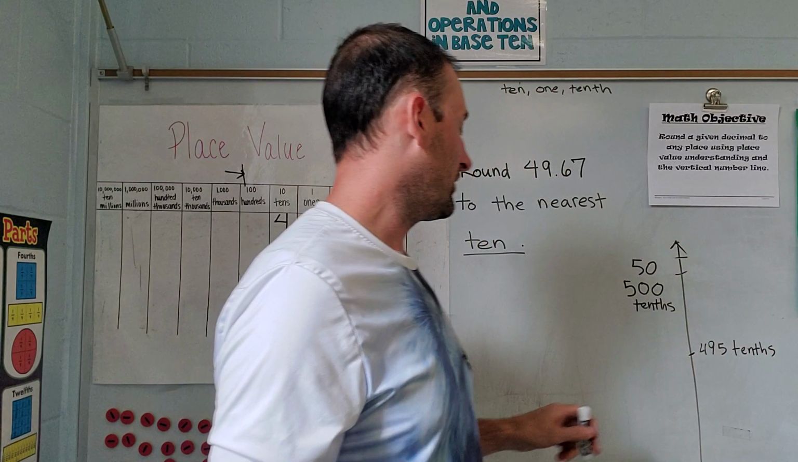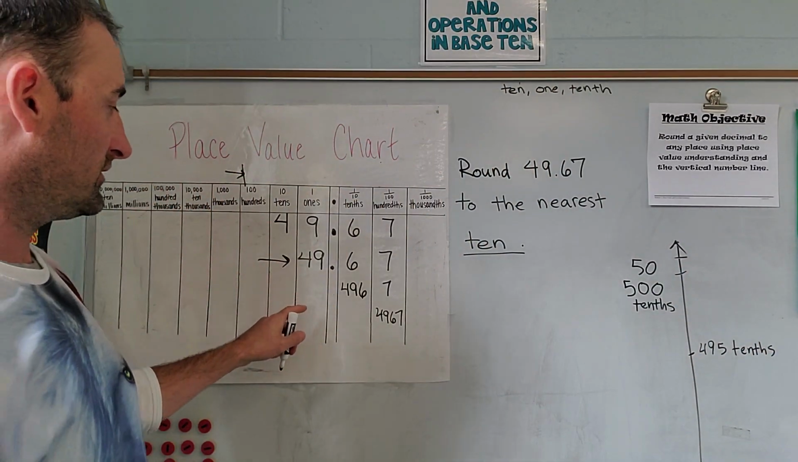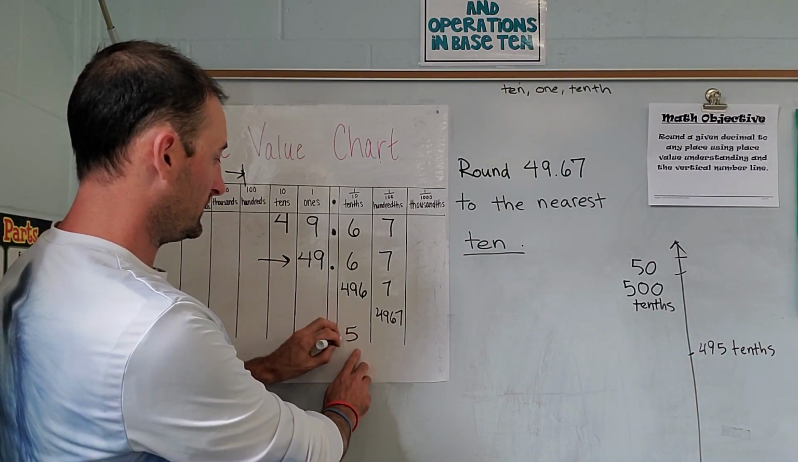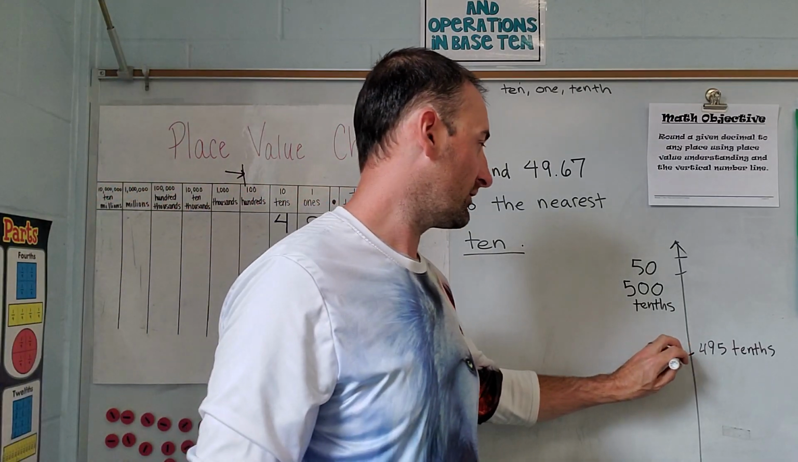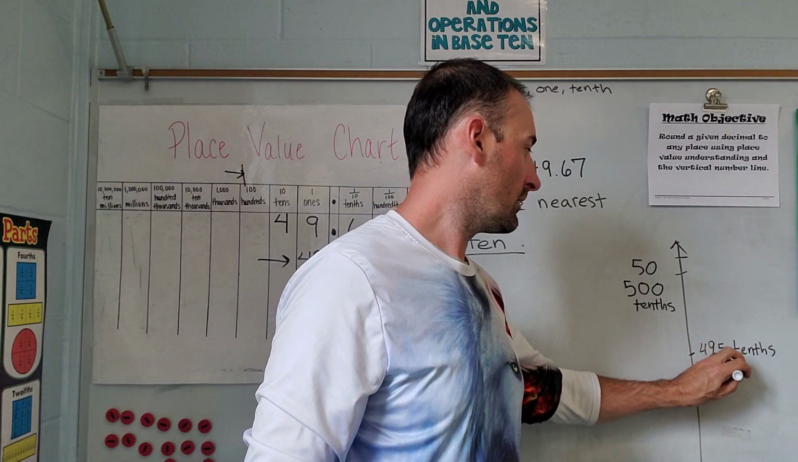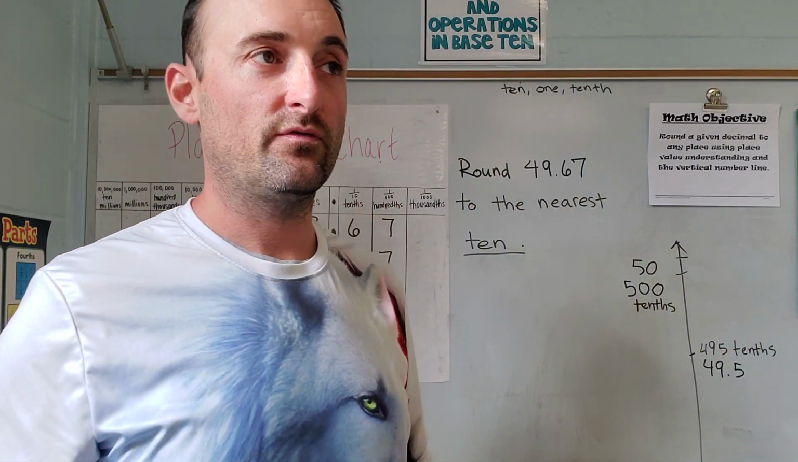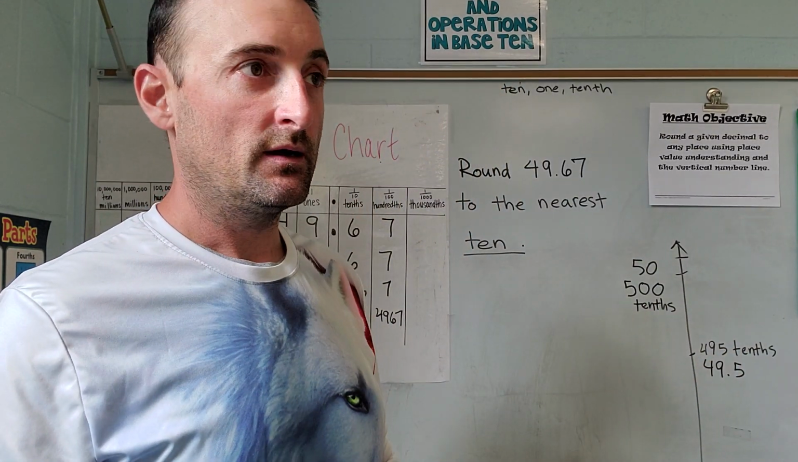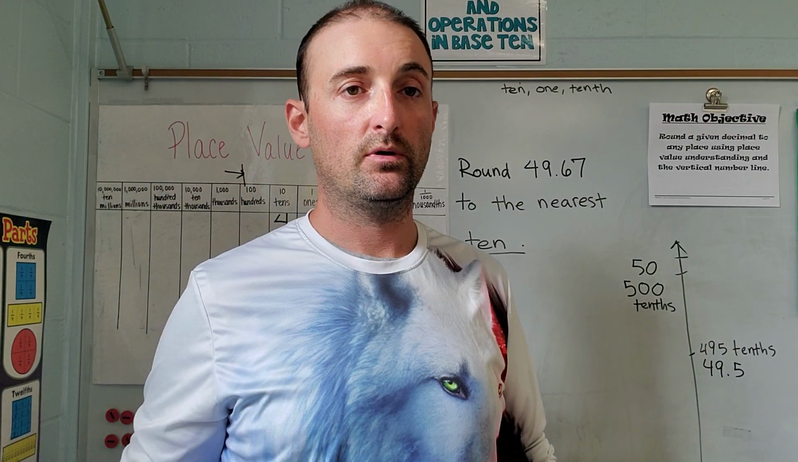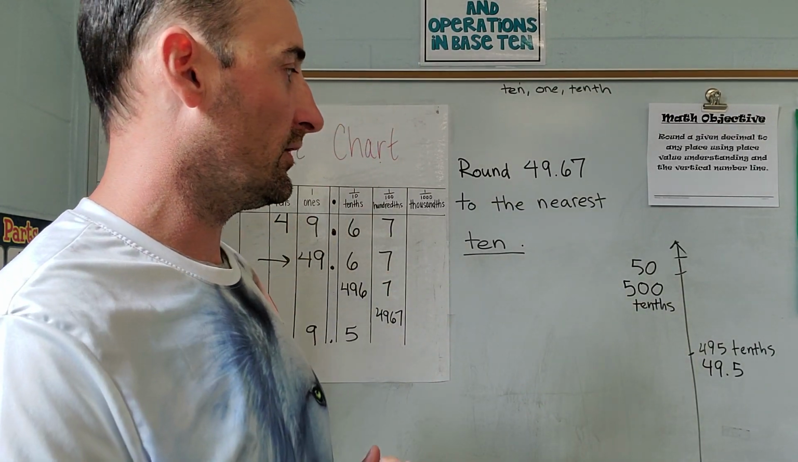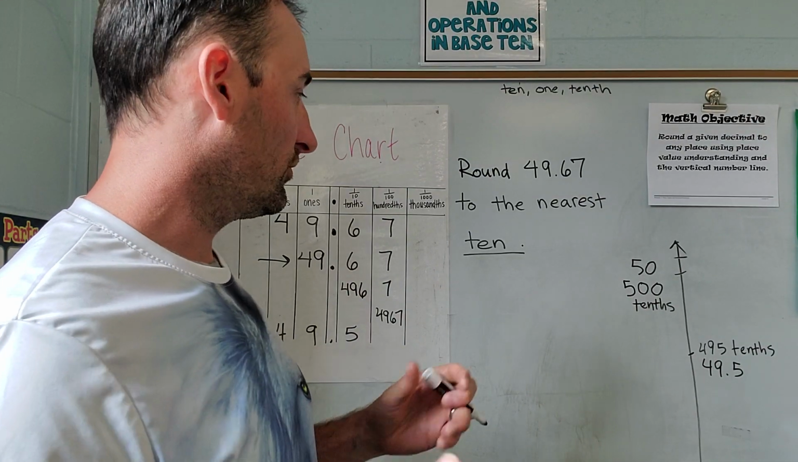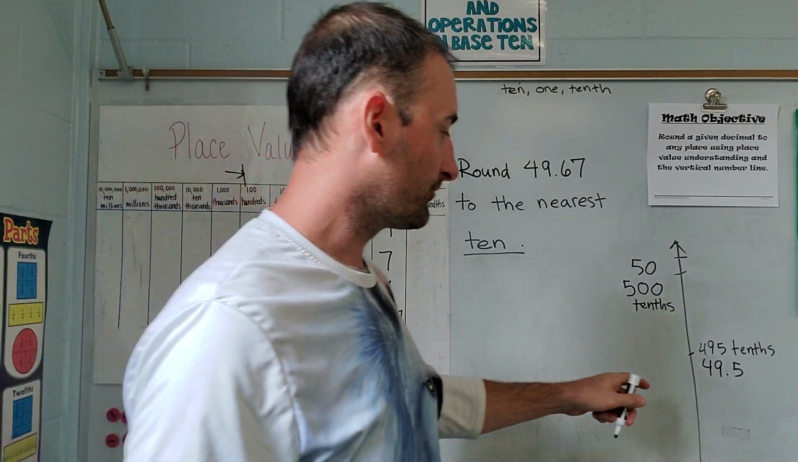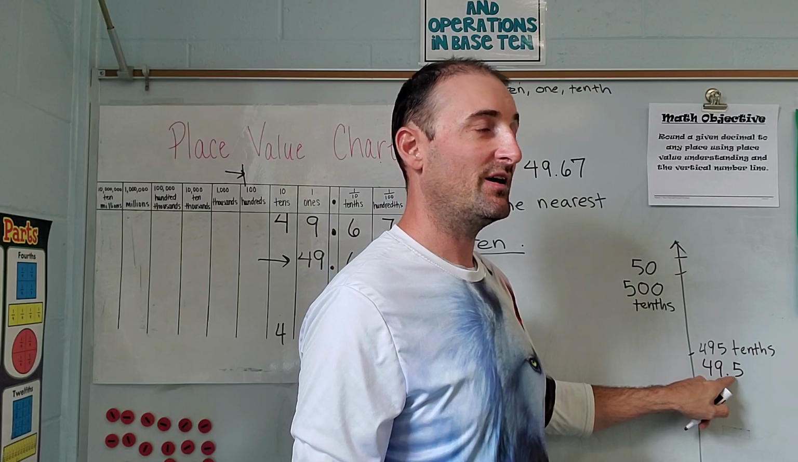And if we were to write 495 tenths on our place value chart, it would end in our tenths, 495. Oh, 49.5. So 49.5 or 49 and 5/10 is our midpoint. And now we can try to place our number on the number line and see where it falls above or below the midpoint. So 49.67, and here's 49.5.